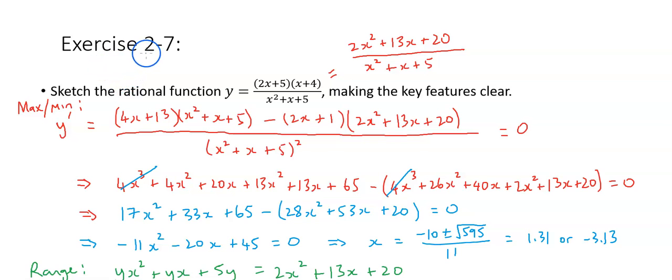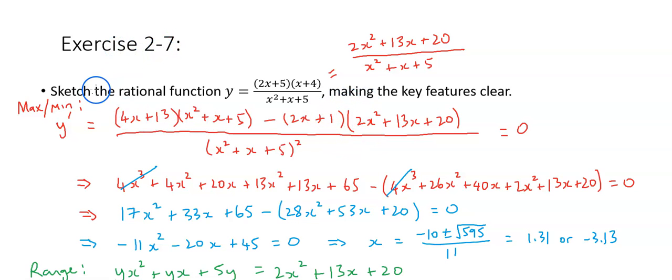For exercise 2.7, I've actually just gone ahead and done all the working that's required before drawing the graph, just to save a bit of time, because I think we've done enough of it already so that you get the idea of how that works.